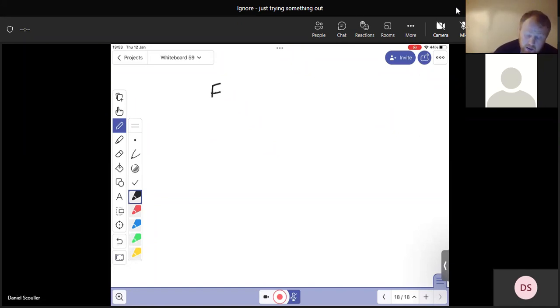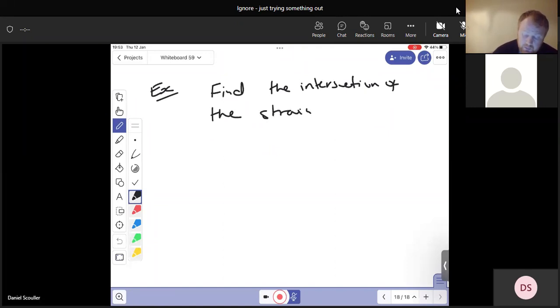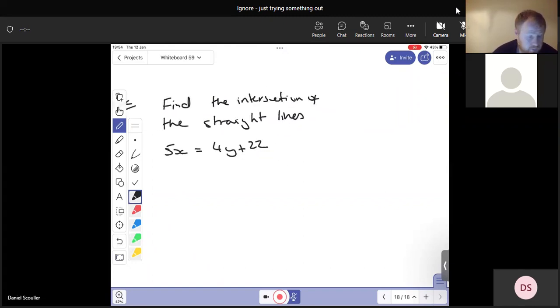Okay, so again, in fact, you know what? I'll give you 5 minutes to try this yourself. Find the intersection of the straight lines 5x equals 4y plus 22, 3x plus 5y equals minus 9.